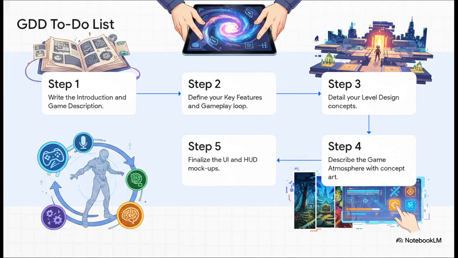So here it is, your final to-do list for the GDD. You're going to formally describe your game's concept, its key features, and your whole philosophy on level design. You'll pull in concept art to really show the atmosphere and finalize your UI mockups. It is the last, deeply satisfying step that brings all of your hard work together into one amazing professional document.